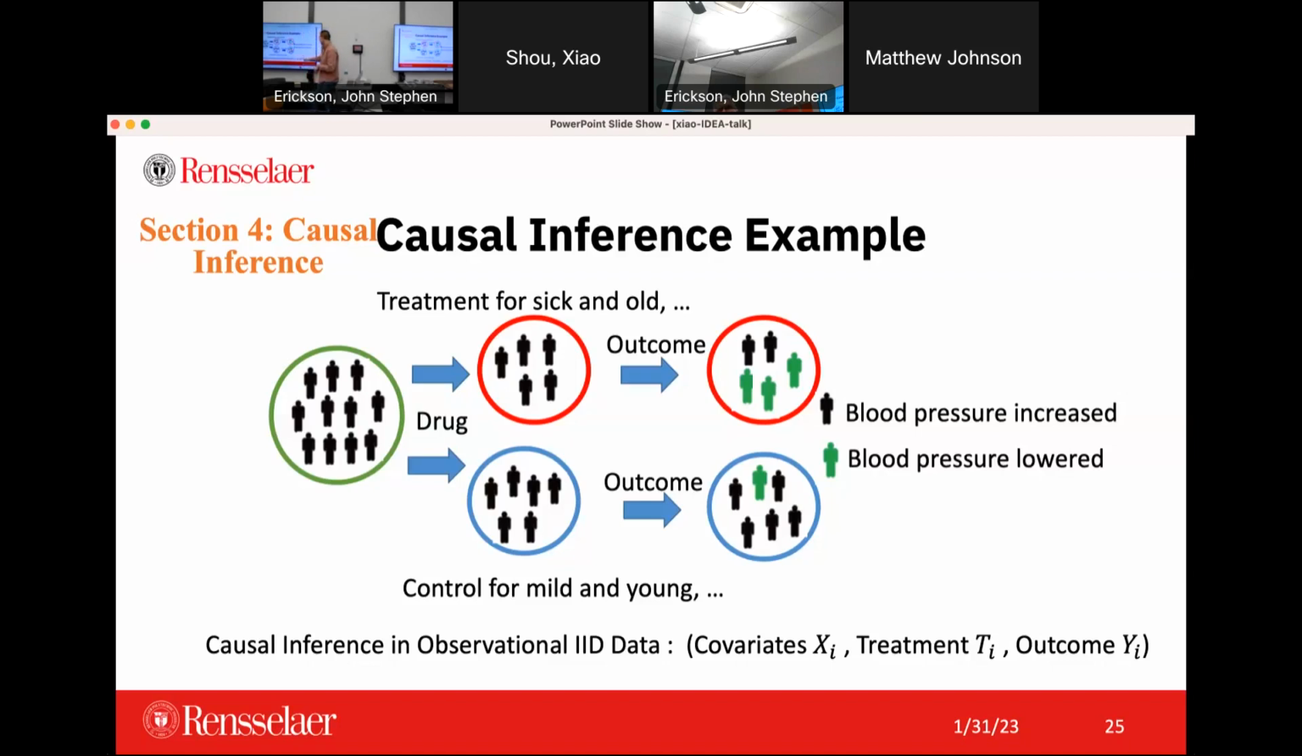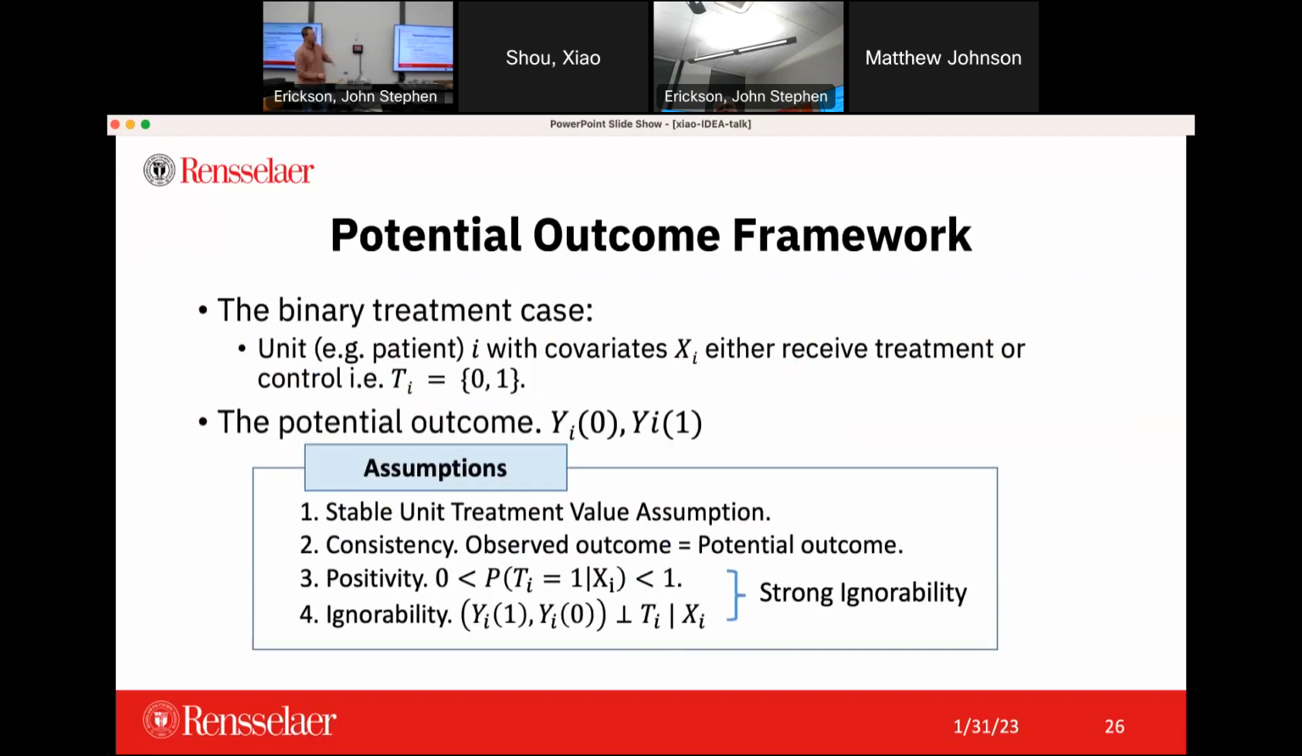So causal inference from observational data usually involves covariates, treatment, and outcomes, right? And usually people have a theoretical framework, which is called the potential outcome framework. In the binary case, each unit i with covariate xi either receives treatment or control. That is, the treatment ti equals either 0 or 1, right? And then the potential outcome will be yi for that unit i, whether they receive or not receive. There is only one of them that will be the factual, and the other will be counterfactual. The counterfactual means: what if that unit i took that medicine, but in fact he or she did not.